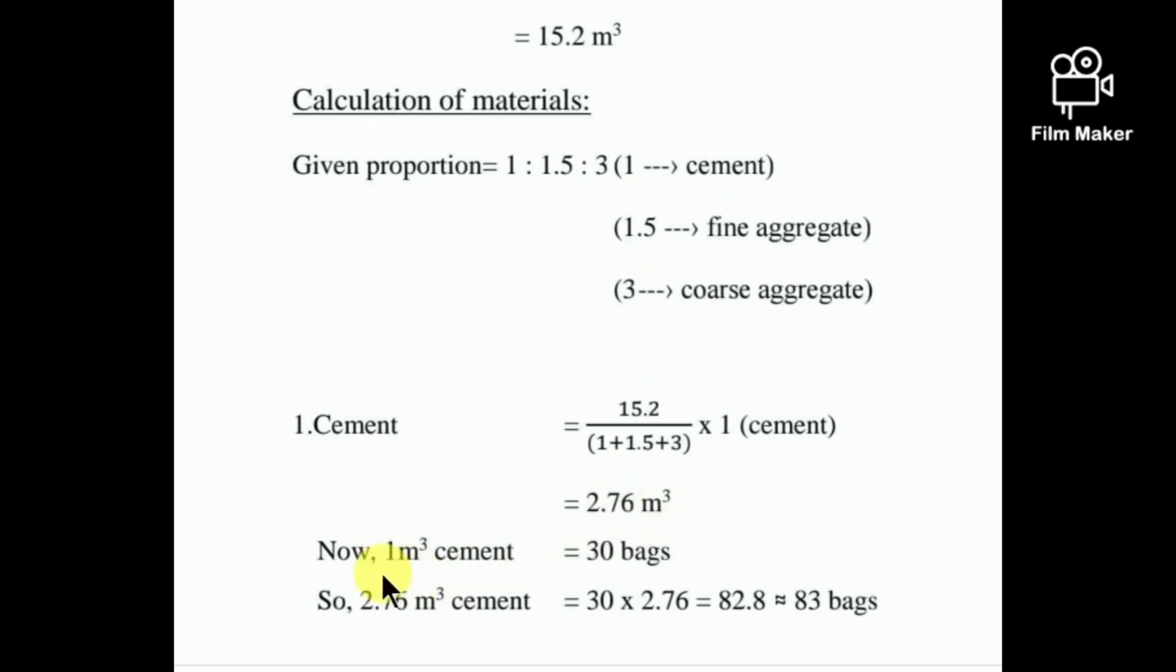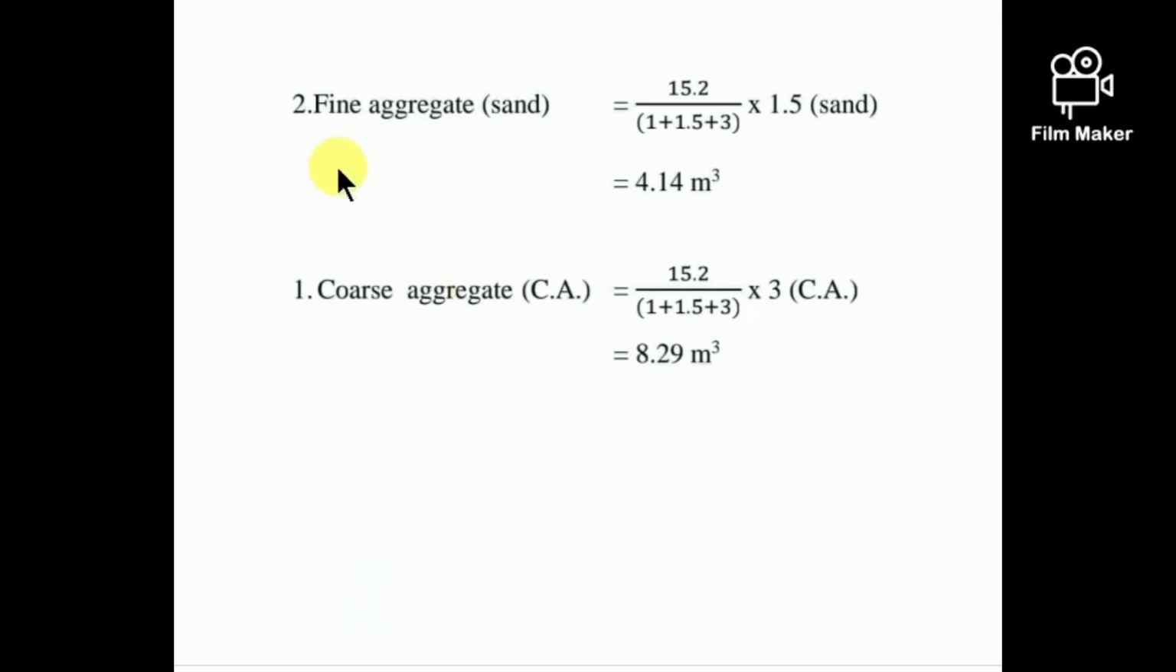Now for 1 meter cube of cement, we always take it as 30 bags. So for 2.76 meter cube of cement, it will be 30 into 2.76, that is 83 bags. Next we have the fine aggregate. Again, same total volume divided by the sum of the ratios into the sand. So we'll get this as 4.14 meter cube. And for coarse aggregate also same, the total volume divided by the sum of the ratios into 3 for the coarse aggregate. So we'll get this as 8.29 meter cube.